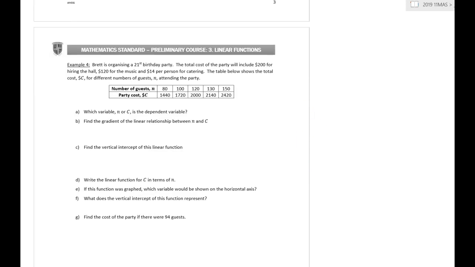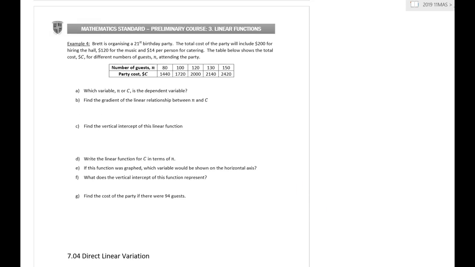Here we go. Brett's organising a 21st birthday party. Total cost of the party. You can read all that, pause if you need to. But I have a table of values here which relates N to C.